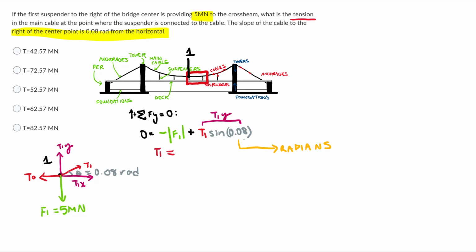So T1 is equal to 62.5667. And that is because we know F1 is 5, so when you rearrange it, move it to the other side, then divide by sine 0.08, this is what you get. So if we round that up, we get that T1 is equal to 62.57 meganewtons, making this the correct answer.